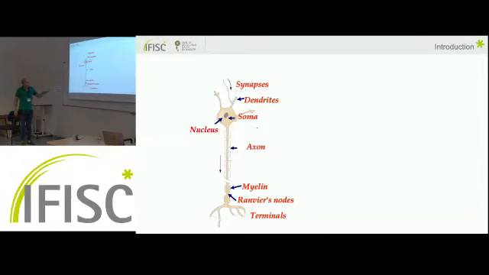Other points of interest are the gaps in the myelinated axon, which put the axon in contact with the extracellular media, and I will show later why this is important. At the end, we have the terminals. But this is a very rough sketch of the neuron, because neurons are morphologically much more complicated than this.